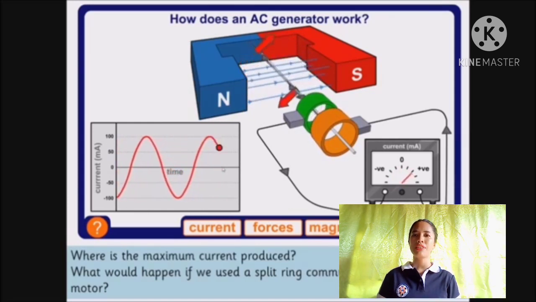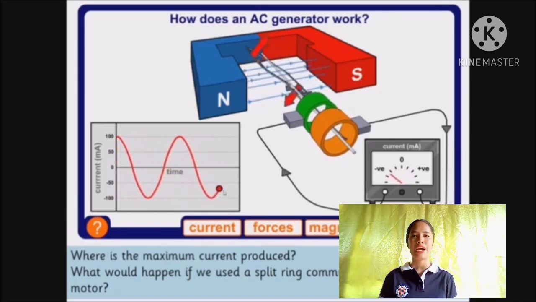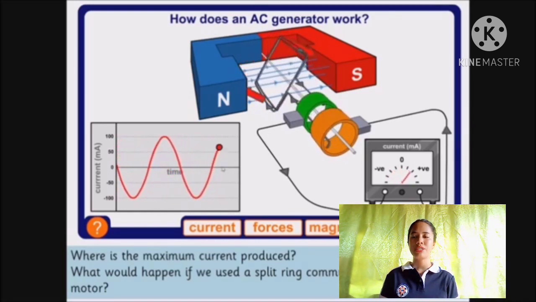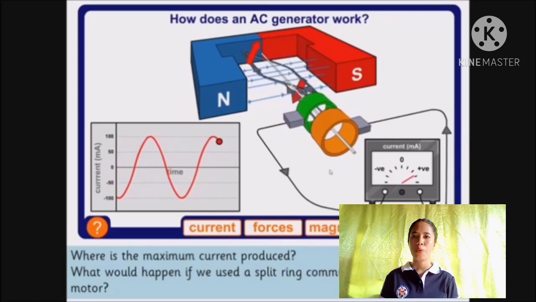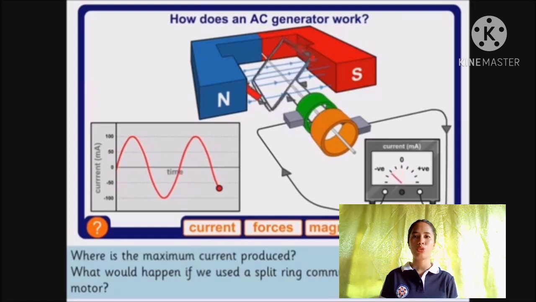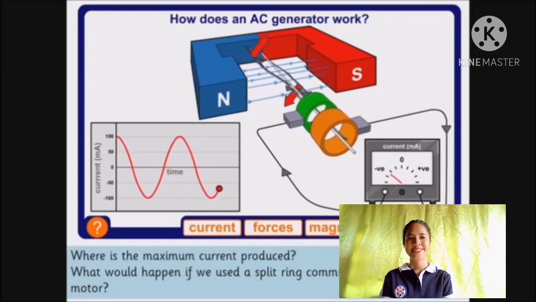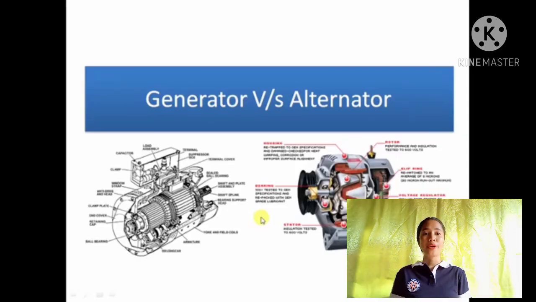Now if you look at the graph here, and it crosses the zero line, if I stop it there, you go, it's just heading towards zero. And then maximum when it is horizontal, heading towards zero, and then maximum. Okay, we have now learned about how a simple AC generator works.